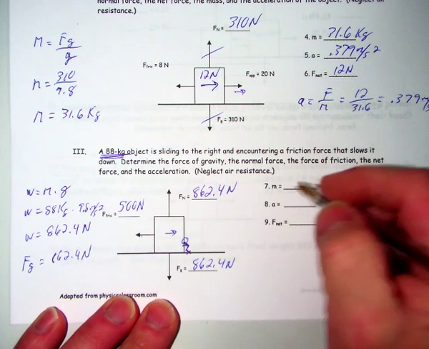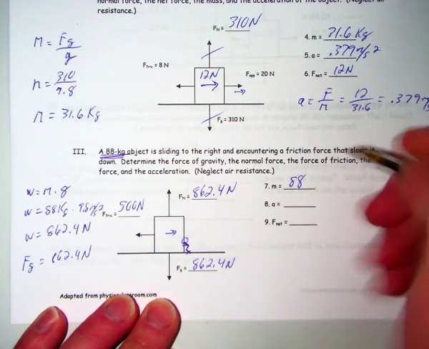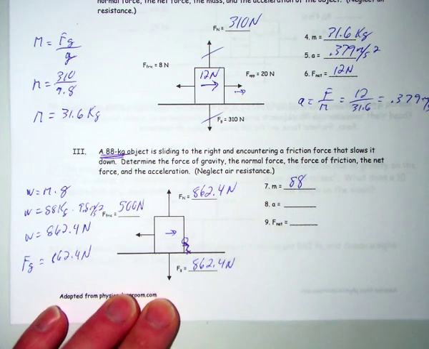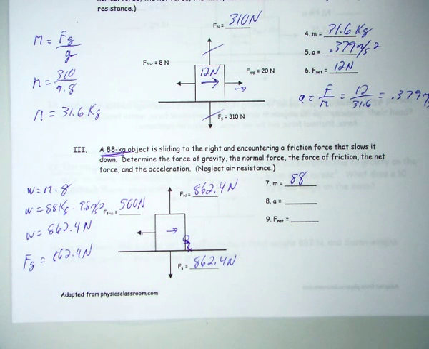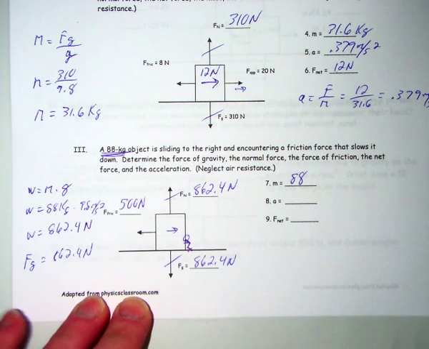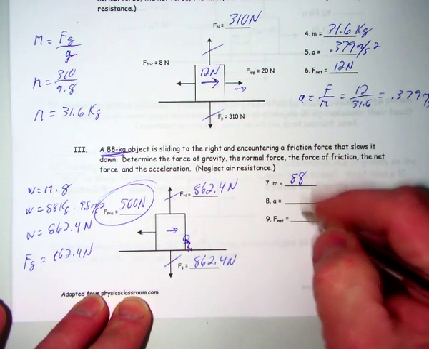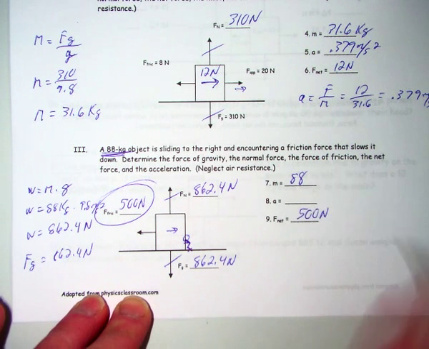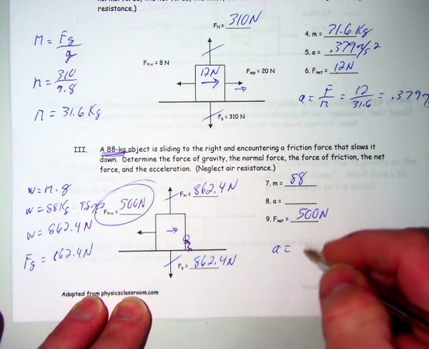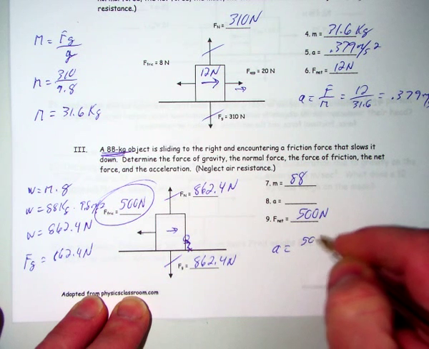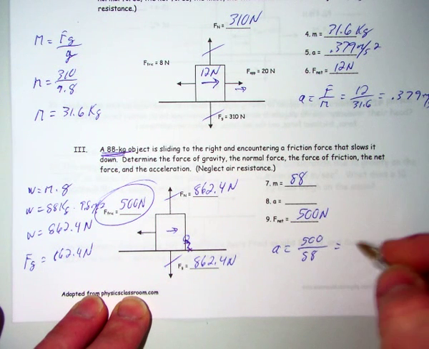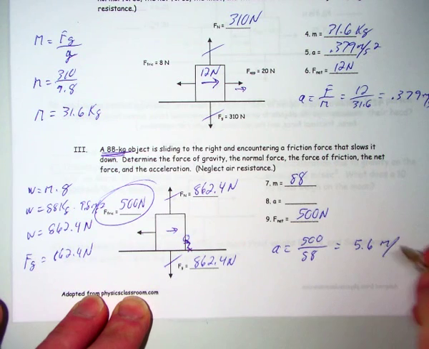So here, we have the mass is 88 kilograms. The net force on this thing, well, what's my net force? It's 500, because the up and down canceled each other out, so the only thing left is that 500 newton force. So I'm going to write 500 newtons there. And then I'm going to calculate the acceleration. So acceleration is 500 over 88, and that comes out to 5.6 meters per second squared.